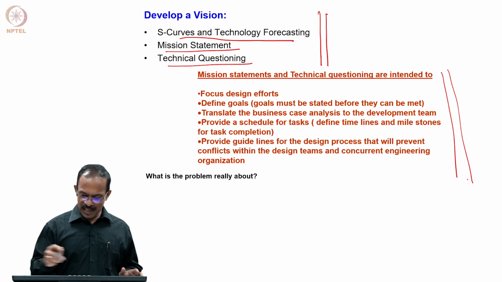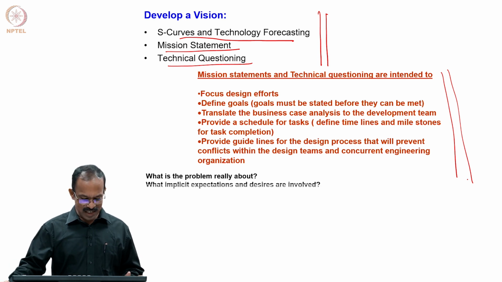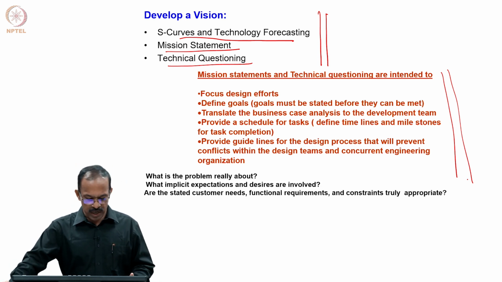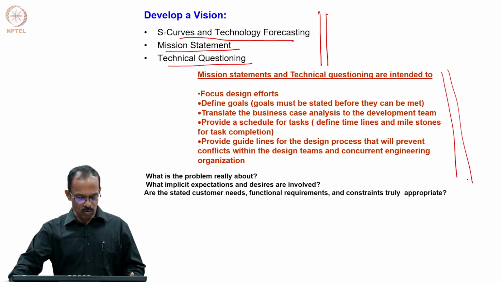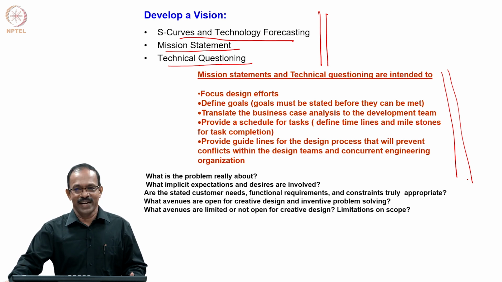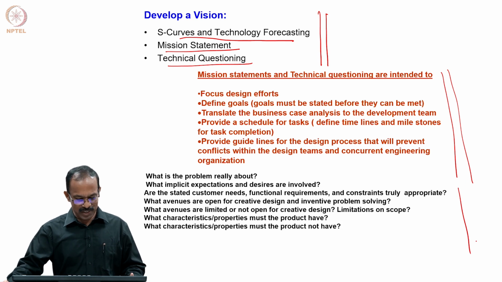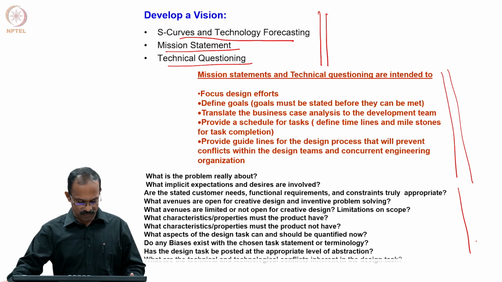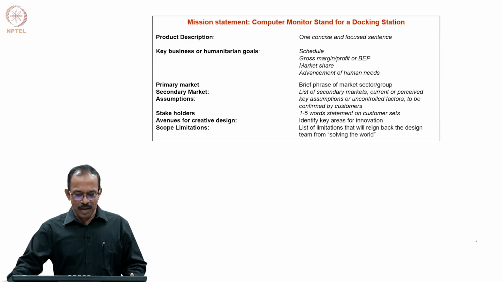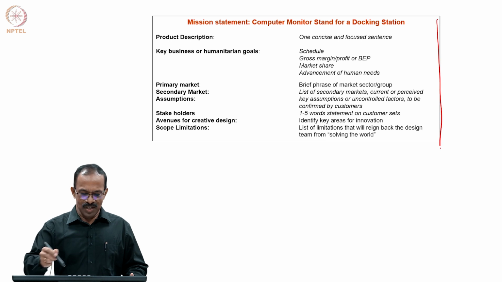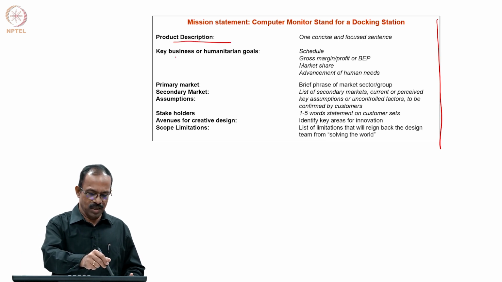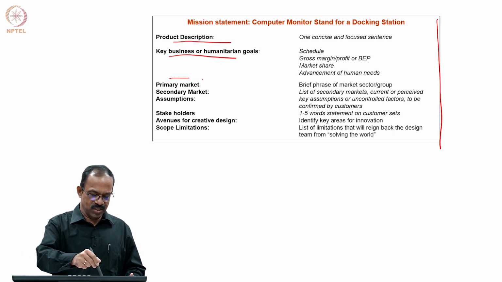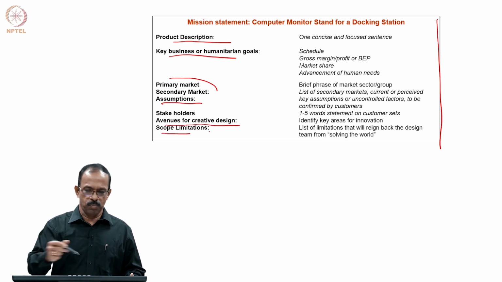These are some of the technical questions we mentioned: what is the problem really about, what implicit expectations and desires are involved, and things like that. We asked all these questions to get the answers, and based on the answers we can develop the mission statement. The mission statement will look like this. It will talk about the product description, the key business goals, the market, assumptions and avenues for creative design, and the scope limitations.